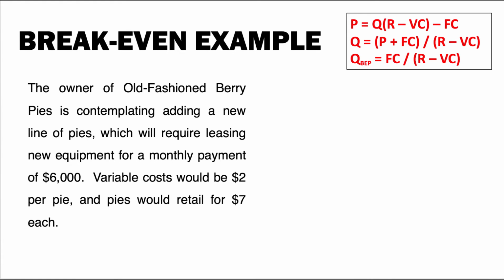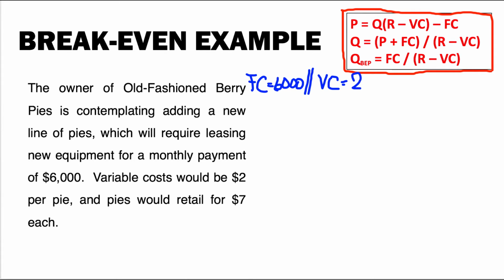The owner of Old-Fashioned Berry Pies is contemplating adding a new line of pies, which will require leasing new equipment for a monthly payment of $6,000. Variable cost will be $2 per pie, and pies would retail for $7 each. So up here we have all the relevant formulas that I would include onto my cheat sheet. And before we look at the question, let's first look at what was given to us. So first of all, we know that our fixed cost is $6,000. Our variable costs are $2. And our revenue per pie is $7 each. All right, let's look at the first question.